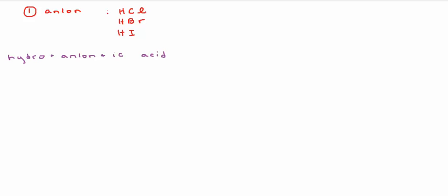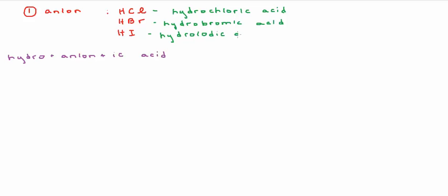Okay, so for example, for HCl it would be hydrochloric acid. Okay, for HBr it would be hydrobromic acid. And finally, for HI, it would be hydroiodic acid. Okay. The next type is if I have a polyatomic ion with an ATE ending.